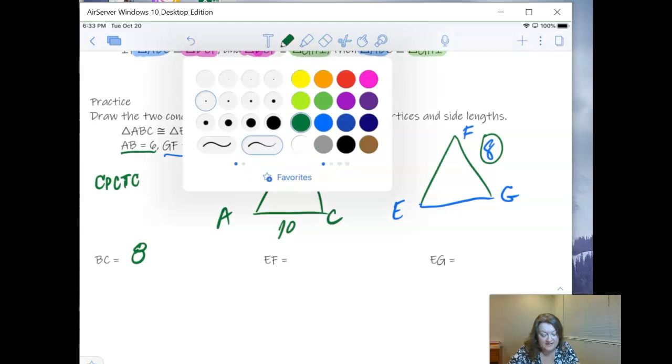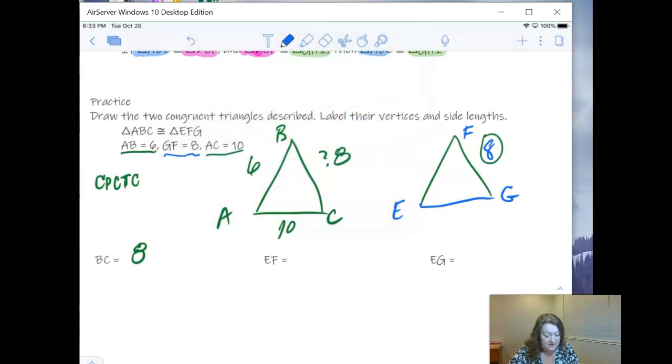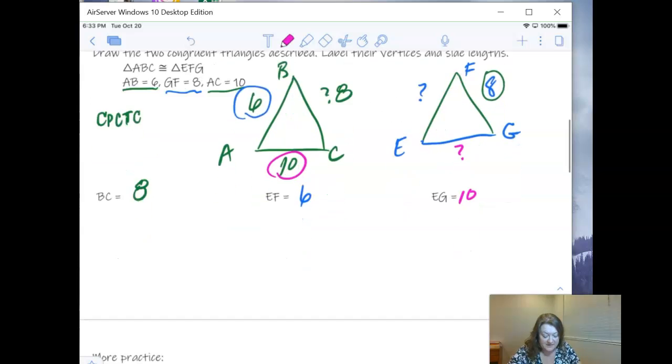Okay, EF is on the second triangle, and if I don't know what that is, I can go and find its counterpart over here and say that that has to be 6. And lastly, if they are asking me for EG and I don't know it, I can go to its congruent triangle that says it's a 10. Okay, so that's our main idea.